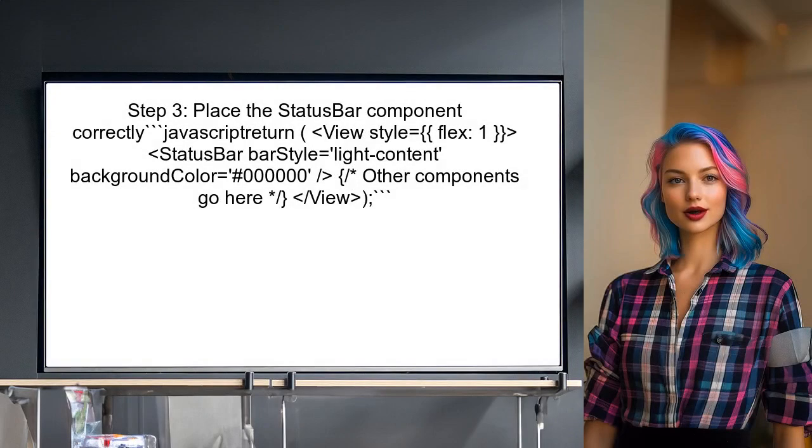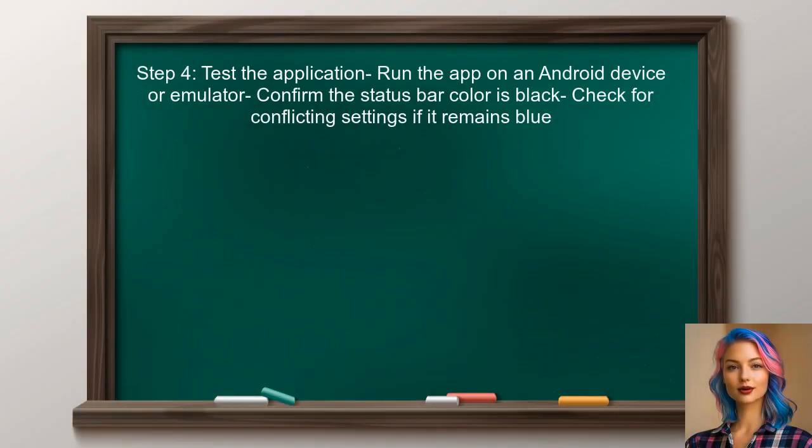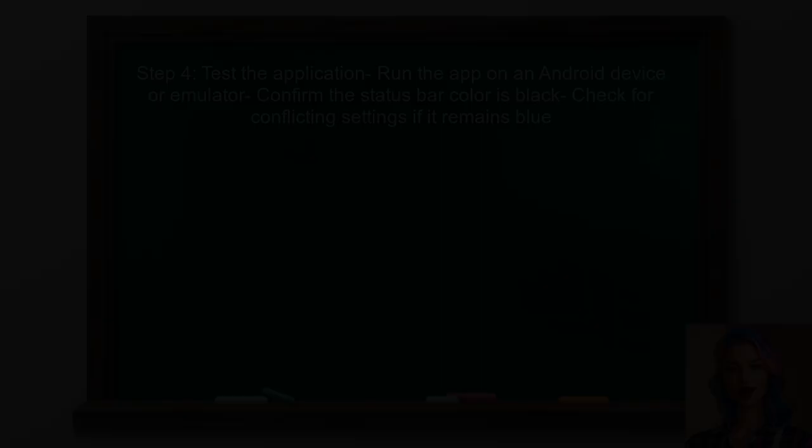After that, the user needs to ensure that the status bar settings are applied correctly. This can be done by placing the status bar component inside the main view of the application, preferably at the top level. Finally, the user should test the application on an Android device or emulator to confirm that the status bar color has changed to black. If the color still appears blue, they may need to check for any conflicting settings in their navigation configuration.